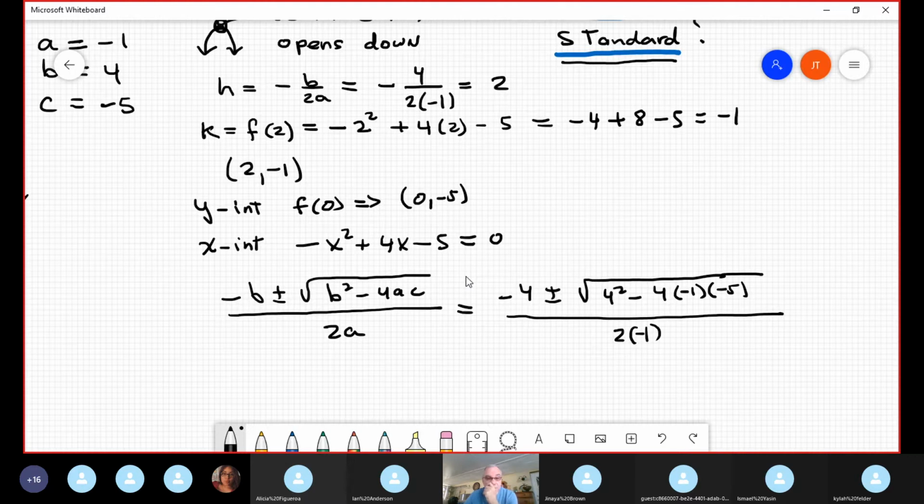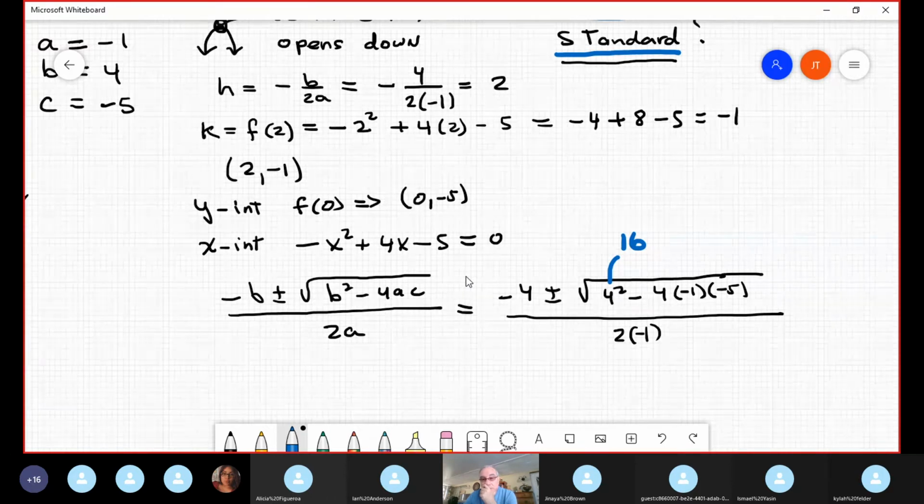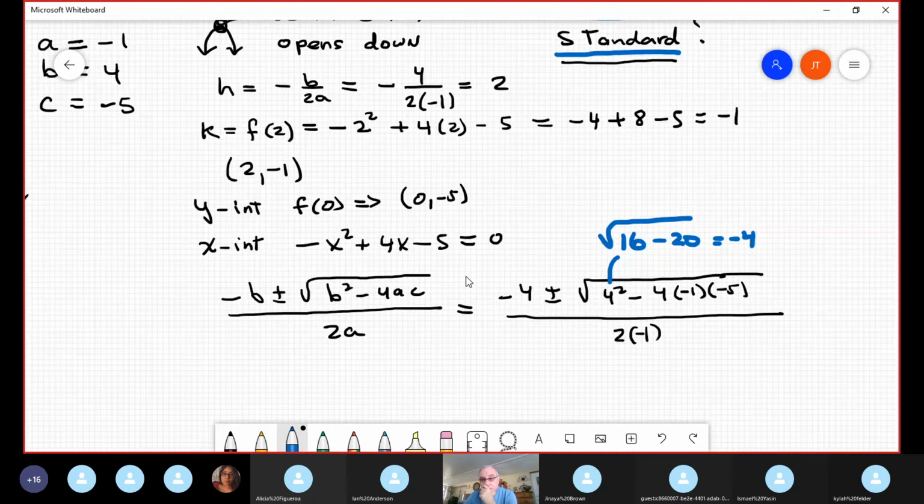Okay, let me compute the part inside the radical. This is 16. Be careful with the sign because we have 3 negative signs. So it is negative, definitely negative. This is 20. This is -4. And the square root of -4 is imaginary.